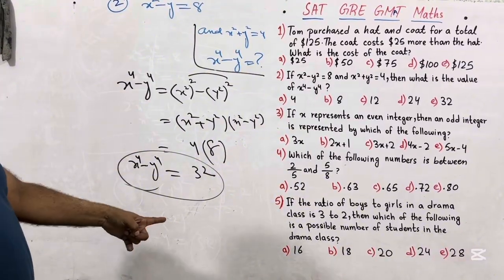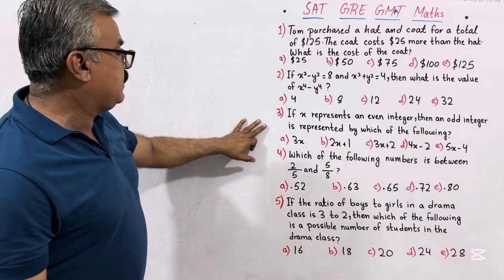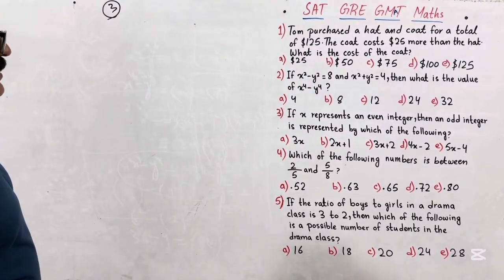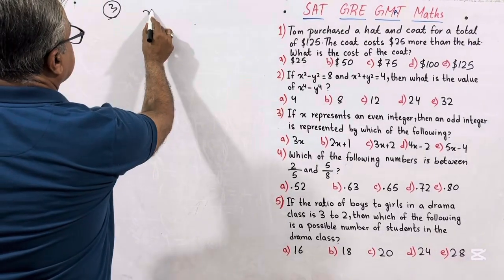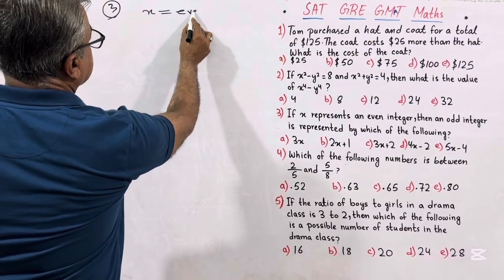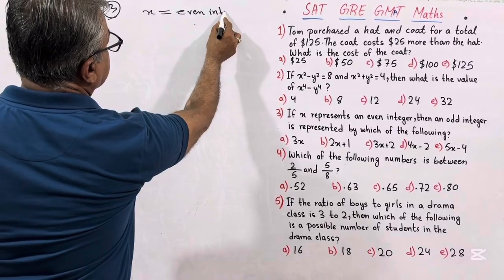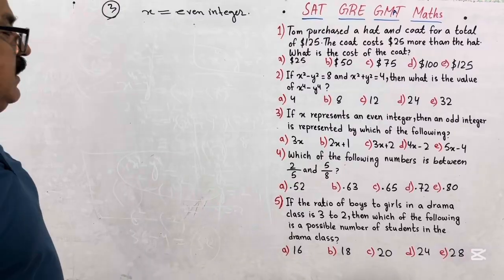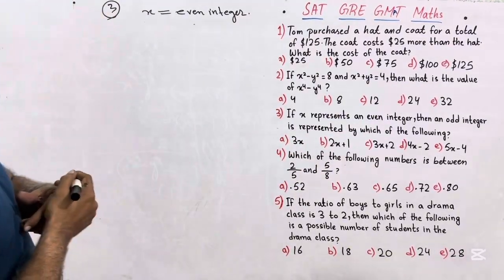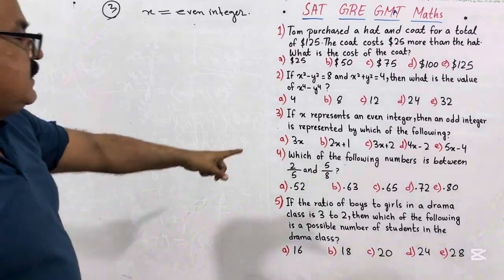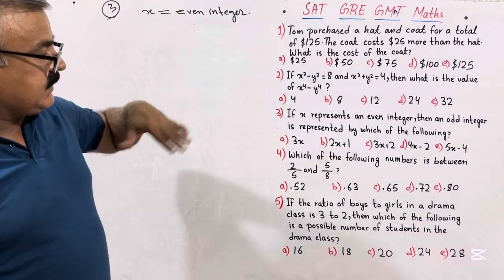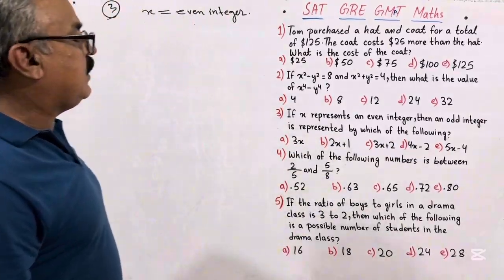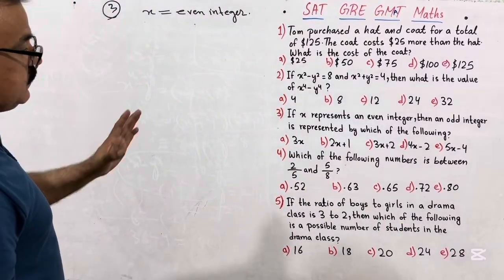Moving towards the next question, question number 3. Question number 3 reads as, if x represents an even integer, even integer means divisible by 2. Everybody is familiar. If x represents an even integer, then an odd integer is represented by which of the following? If x is even, amongst all these 5 options, we have to hunt down which one is odd.